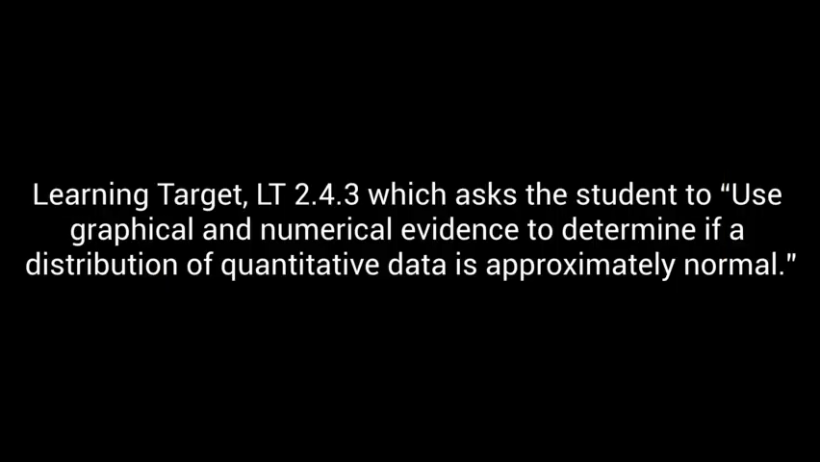That brings us to another learning target, 2.4.3, which asks the student to use graphical and numerical evidence to determine if a distribution of quantitative data is approximately normal. Note, this cannot be done just by looking and seeing a nice distribution in the form of a histogram outline that is like a hill. Instead, you have to see if approximately 68% of the data falls within plus or minus 1 standard deviation, 95% of the data falls within plus or minus 2 standard deviations, and if 99.7% of the data falls within 3 standard deviations.